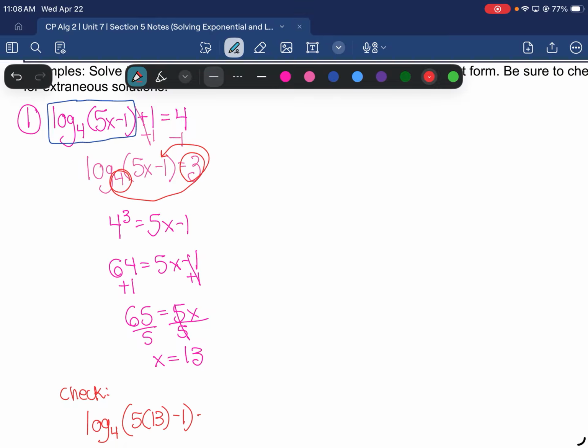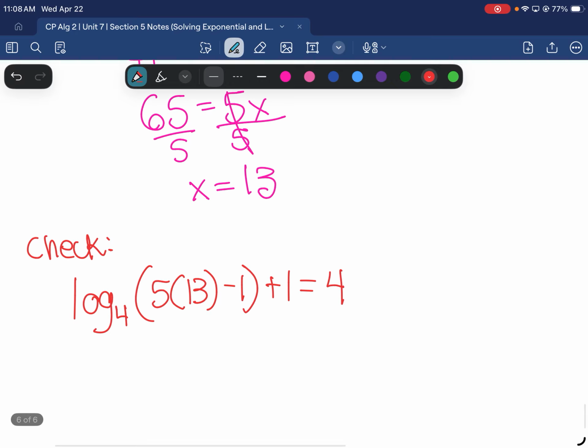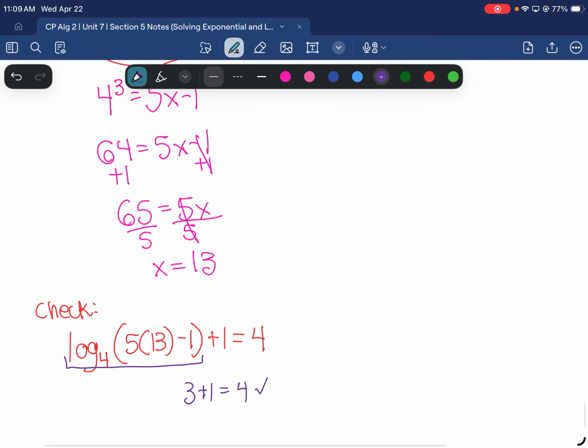So Luna, hang on one sec. I'll show you. I forgot the plus 4. Plus 1 equals 4. So Luna plugged this in her calculator and said, I got 3. So 3 plus 1 equals 4. Good job. No, that's okay. I always forget the plus 6.